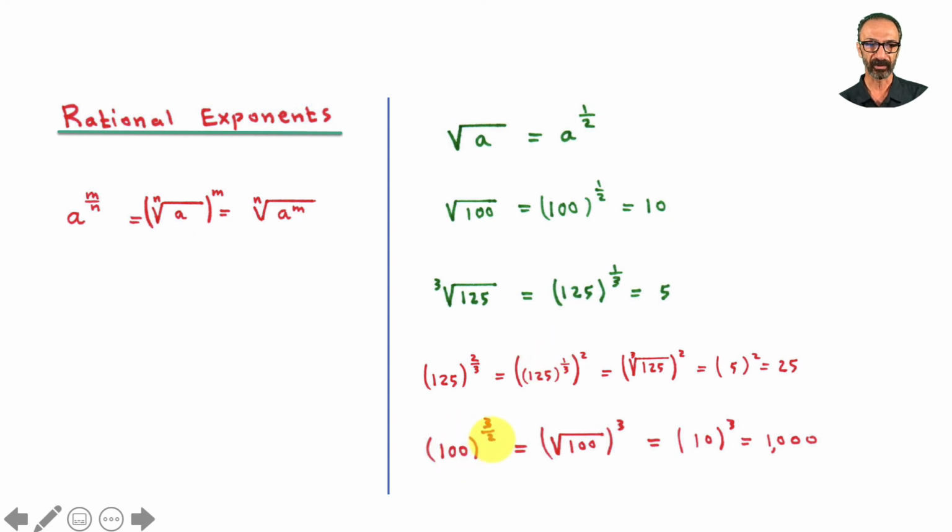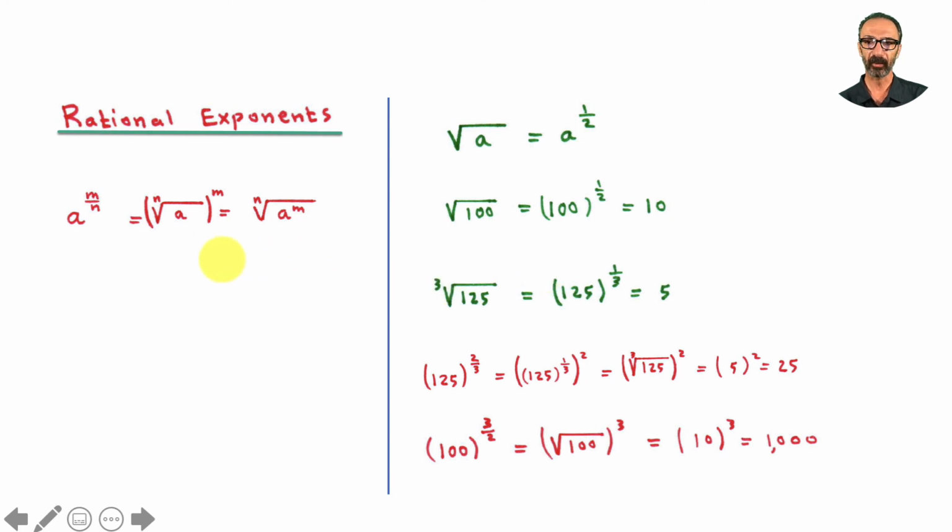100 with the 1/2 on top of it works fine. So I'm going to take it inside, leave the 3 at the end. The square root of 100 is 10. To the third is 1000. And that should do it.